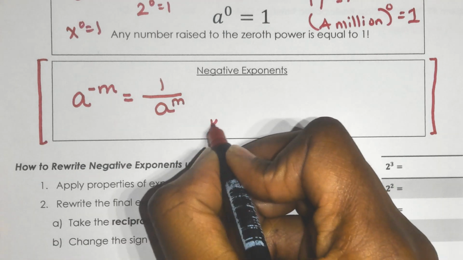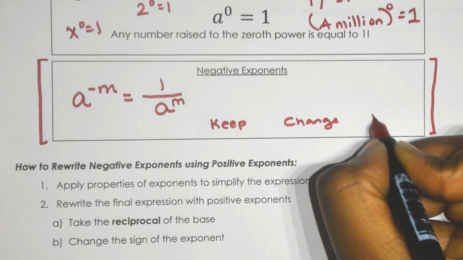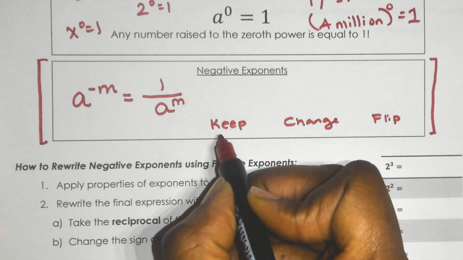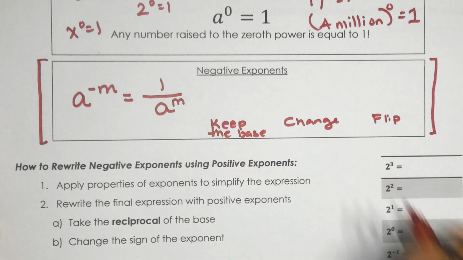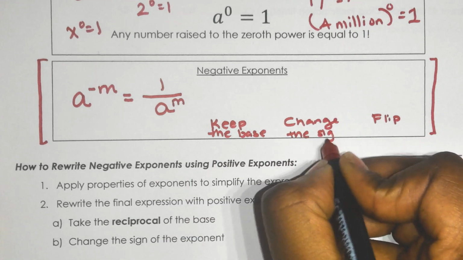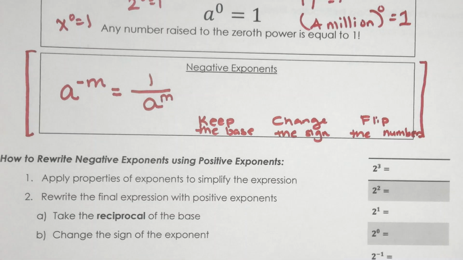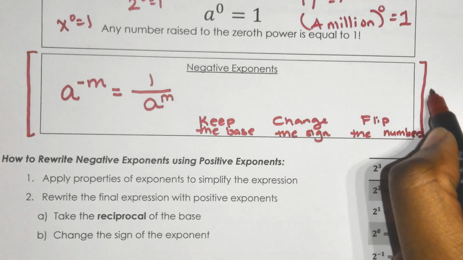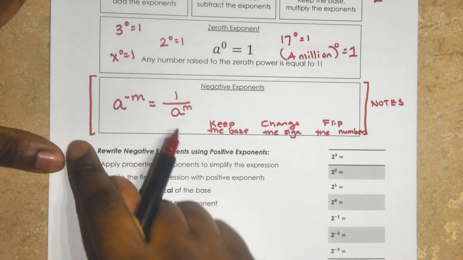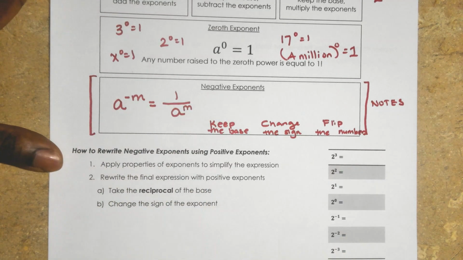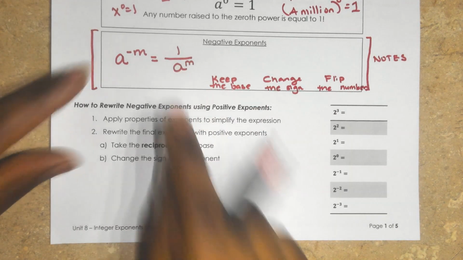Alright, so I like to say keep, change, flip, because a lot of you already have that in your mind. So keep, change, flip, what do you keep? The base. Change the sign, and what do you flip? The number. So what I would like for you to do right now is copy this into your notes and pause the video and take a look at the steps very quickly before I do this activity on the right. On the right side, I'm going to show you why this rule works.